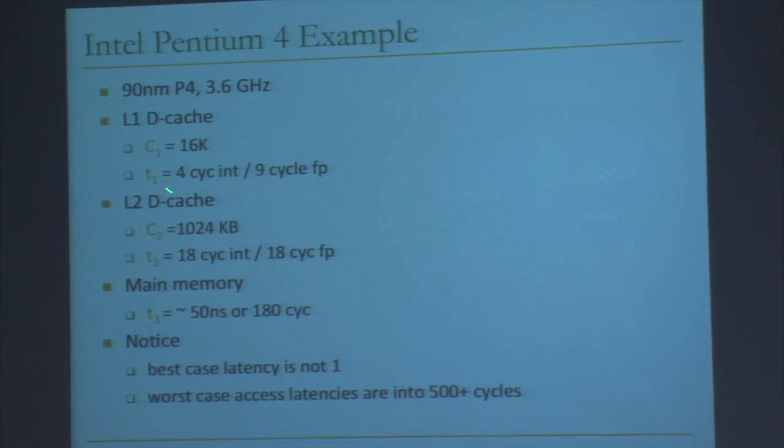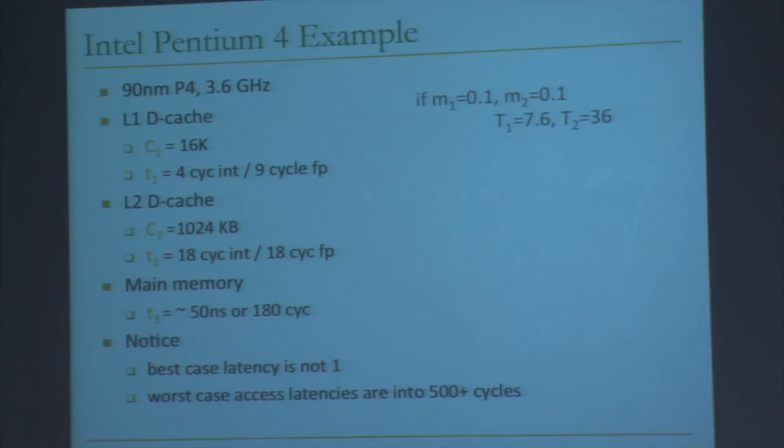So best case latency in this case is not 1. Right? This is one interesting point. In modern processors with very high frequencies, usually cache access takes more than 1 cycle, and it's pipelined. So you could do multiple cache accesses. You could still retain the throughput of the cache of one operation, one request service per cycle. And worst case access latencies are actually much worse than this. We will cover main memory later, but this was one of the best case access latencies.